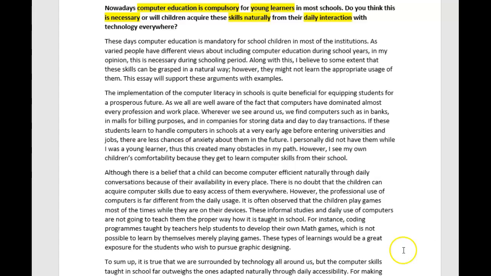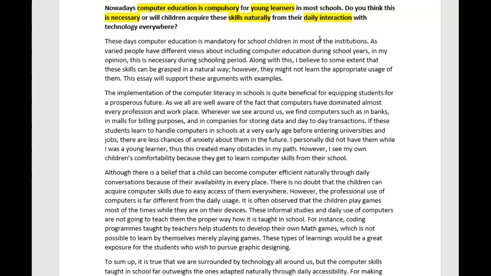Here's what you said. These days, computer education is mandatory for school children in most institutions. Get rid of the. Of the implies something different. It's as if you've already talked about these institutions and we know which ones you're talking about. And that's not the case here. So just be general and say in most institutions.